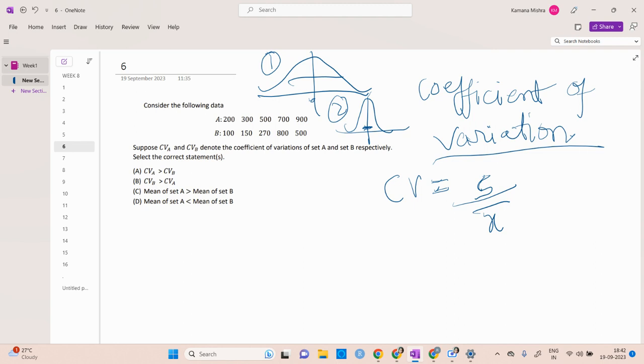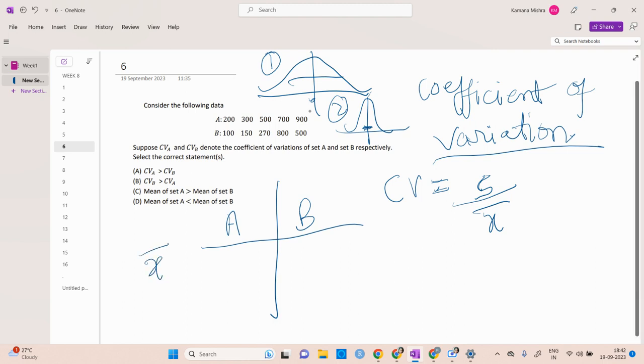We will find the S and mean value. Again, I'm not doing any calculation, I'm just writing it here. So for the first one, A and B, let's make the table. And for this, X bar and S, you can calculate it here.